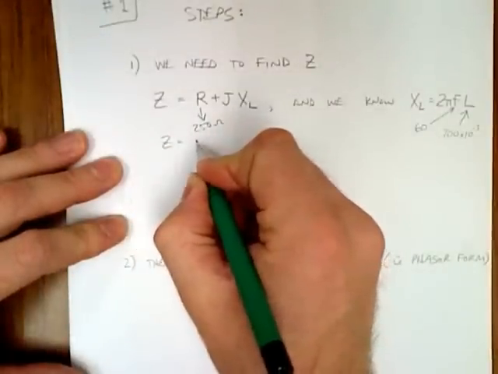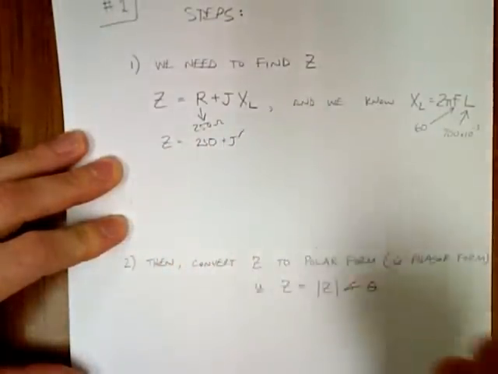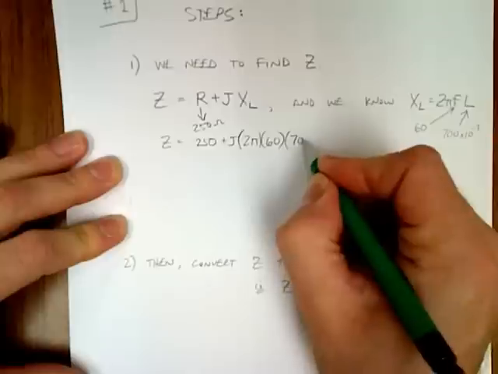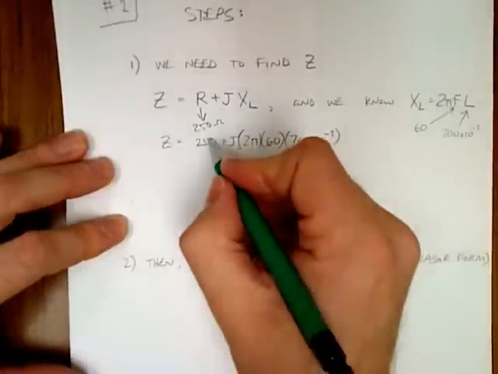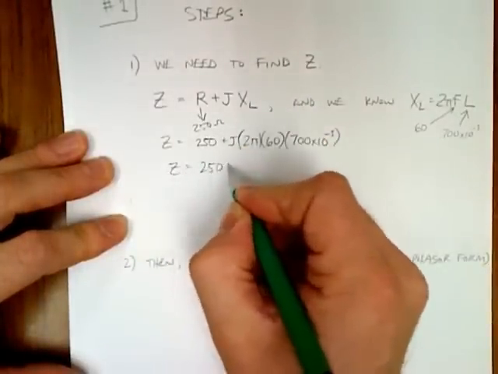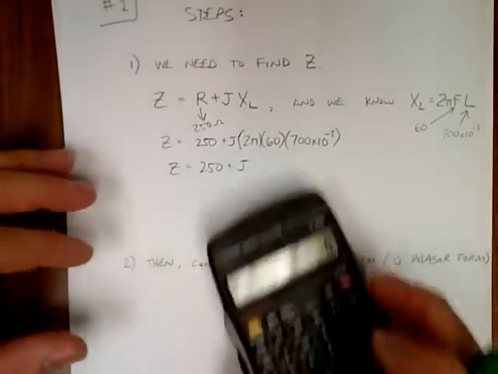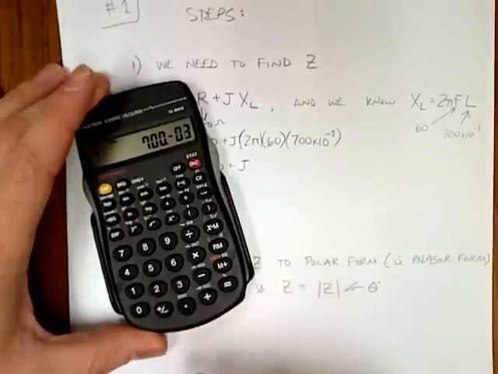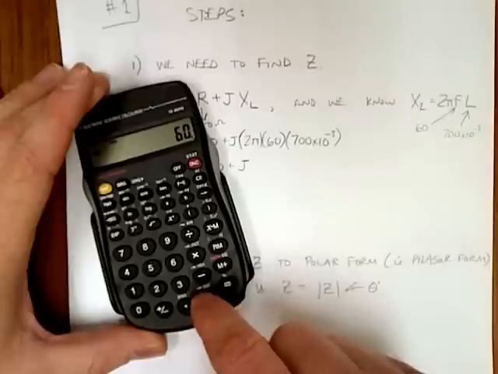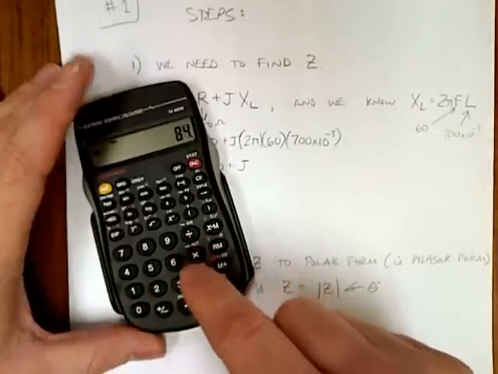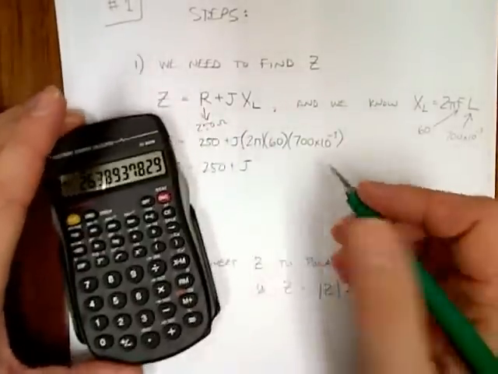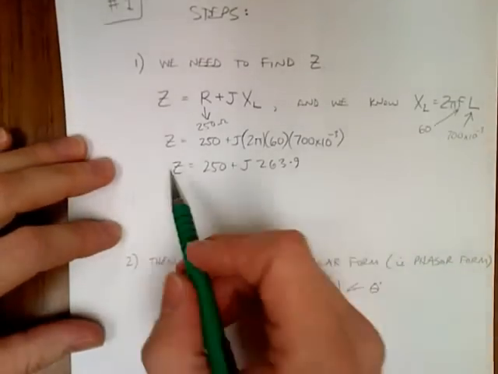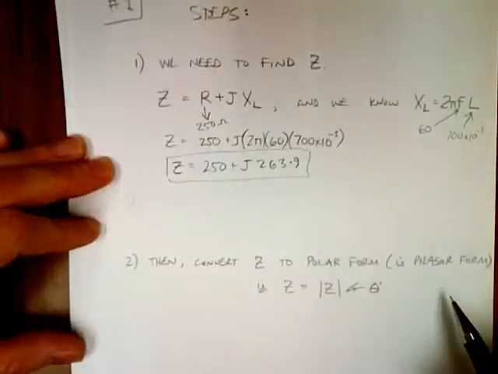So Z equals 250 plus j times 2 pi times F, which is 60, times L, which is 700 milli. So 250 plus j times all that stuff. Okay. So 700 times 10 to the minus 3 times 60 times 2 times pi, 263.9. There you go. So now we have Z. This is Z in rectangular form. Are we done? We're done with step one.